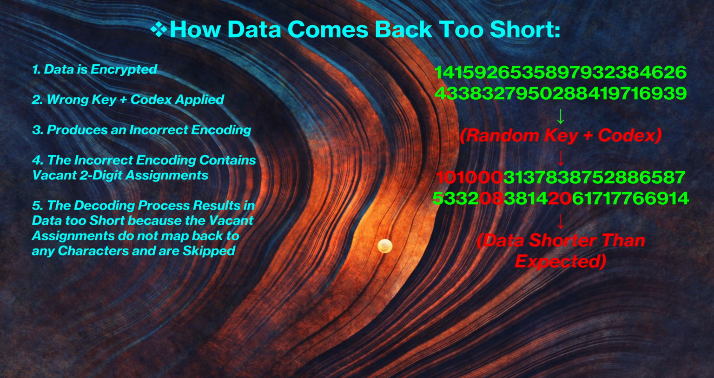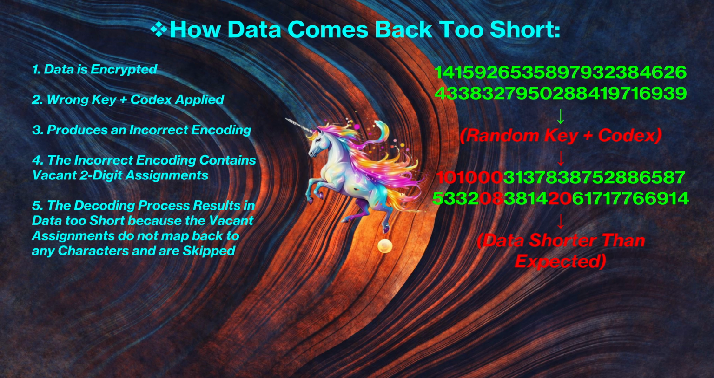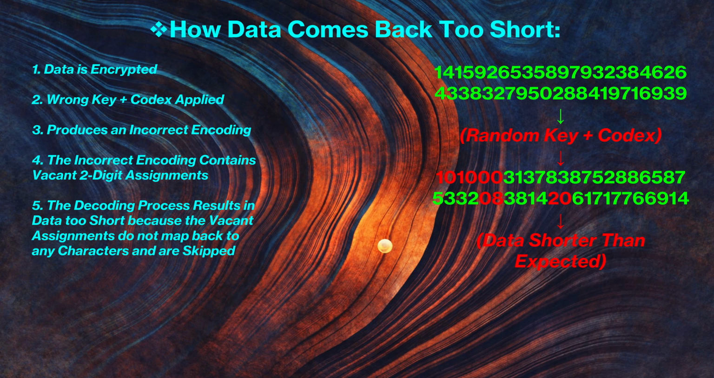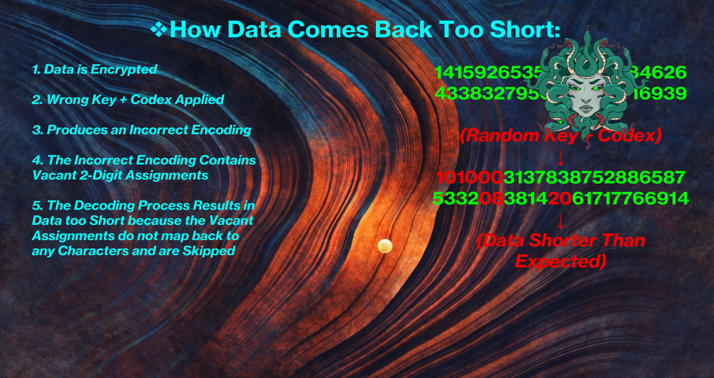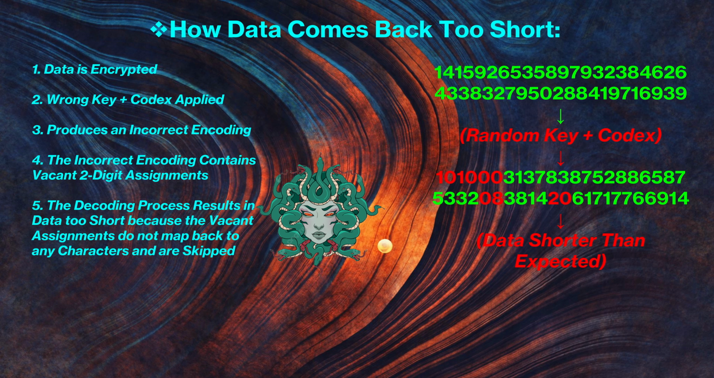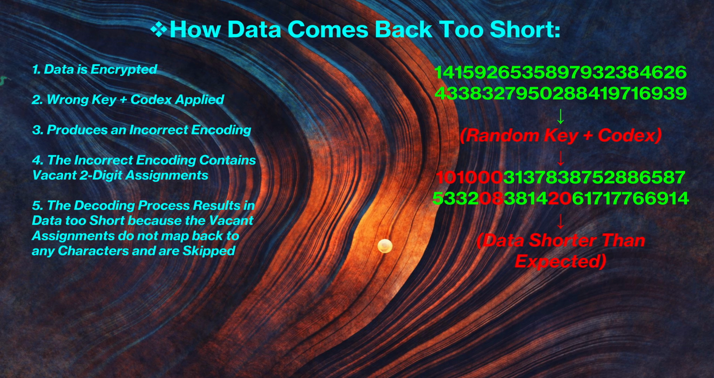Here is how data comes back too short. First, data is encrypted. A wrong key and codex are applied to the encryption. This produces an incorrect encoding during decryption. The incorrect encoding likely contains vacant two-digit assignments. The decoding process then results in data too short because the vacant assignments do not map back to any characters in the codex and are skipped.